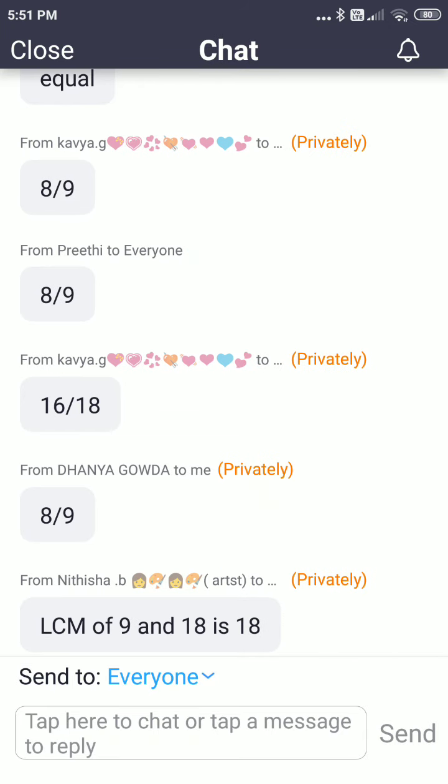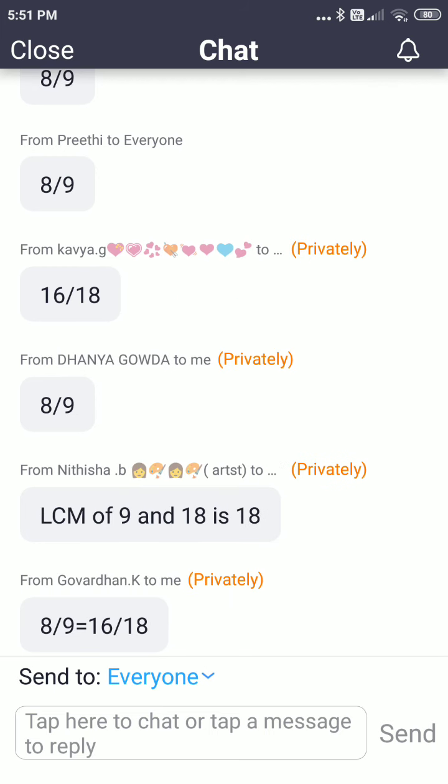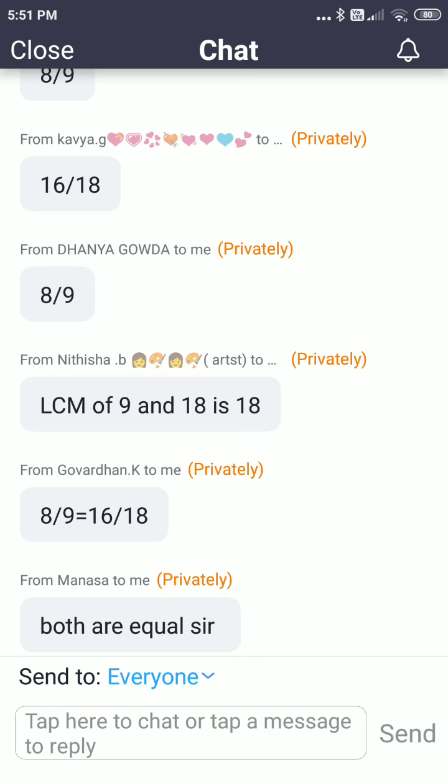Now tell me which fraction is bigger. Excellent, Govardhan. Correct. No, no. Send me on chat. No, no. Send me on chat, children. Very clear. Send it on chat. Let others try. I have told you all.